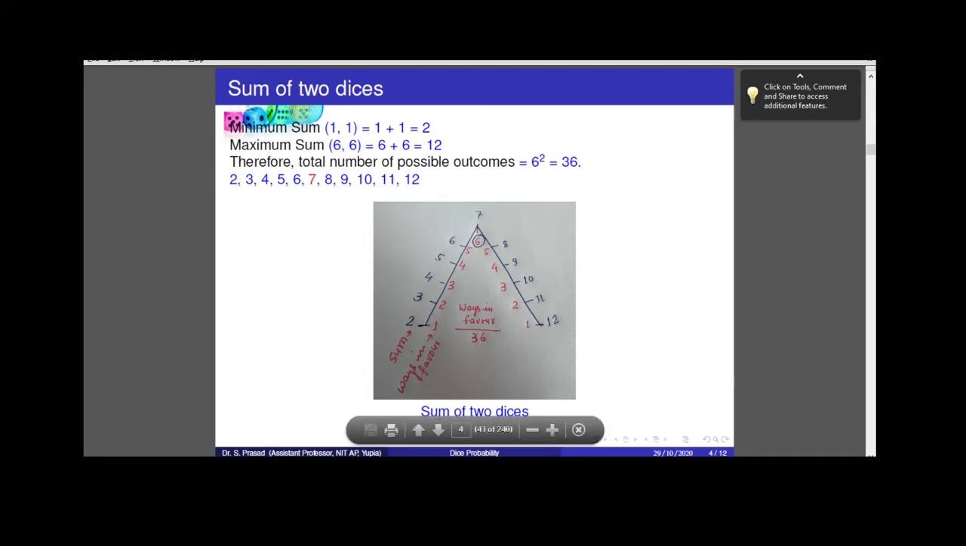Suppose the question is, what is the probability of getting a sum of 6? Since 6 occurs 5 times, we directly write the ways in favor divided by 36, that is 5 by 36. This is the answer for the probability of getting a sum of 6.